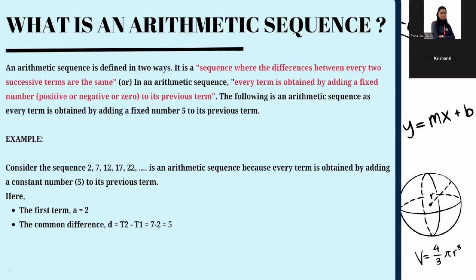So let's go back to an example. Consider the sequence 2, 7, 12, 17, and 22. It is an arithmetic sequence because every term is obtained by adding a constant number, 5, to its previous term. So how do we find that? The first term, which is called a, equals 2. To find the common difference, the constant number, all you have to do is take the second term minus the first term, which is 7 minus 2 equals 5.